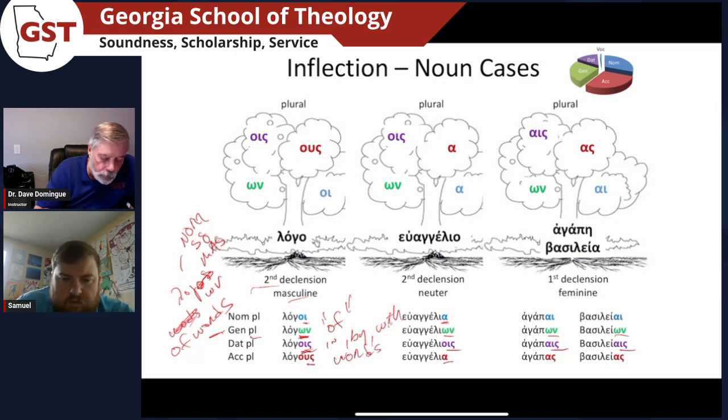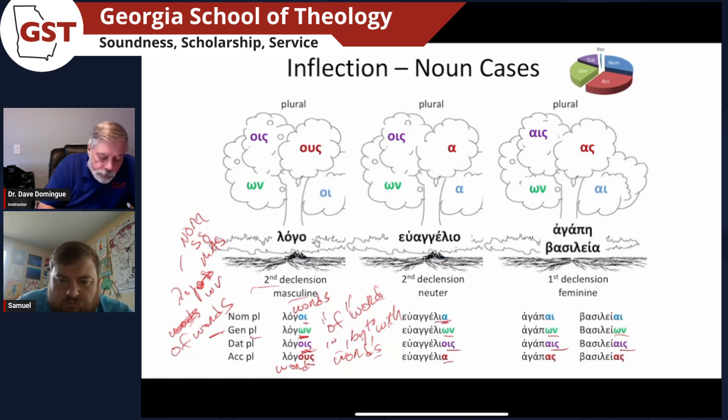Okay? This is just going to be words for the accusative, and this is going to be words for the nominative plural, but we're going to add the helping words: in the genitive, of; in the dative, in, by, or with, or to. Make sense? Okay, same thing here.